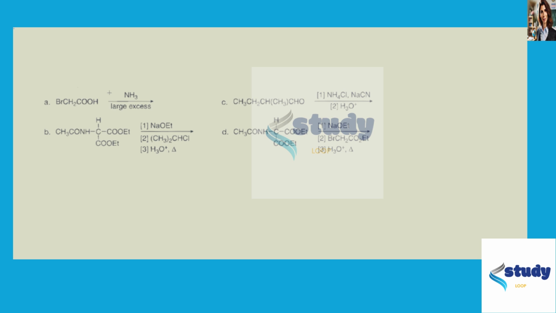So in A, if we just draw this out, we see that we have a halide at the end, carbon, and off that carbon is a carboxylic acid, and then we're adding a large excess of ammonia. What we know about ammonia is that it acts as a good nucleophile, so it can go through an SN2 mechanism to kick off our good leaving group here, giving us now an amino acid, and in this case the amino acid is glycine.